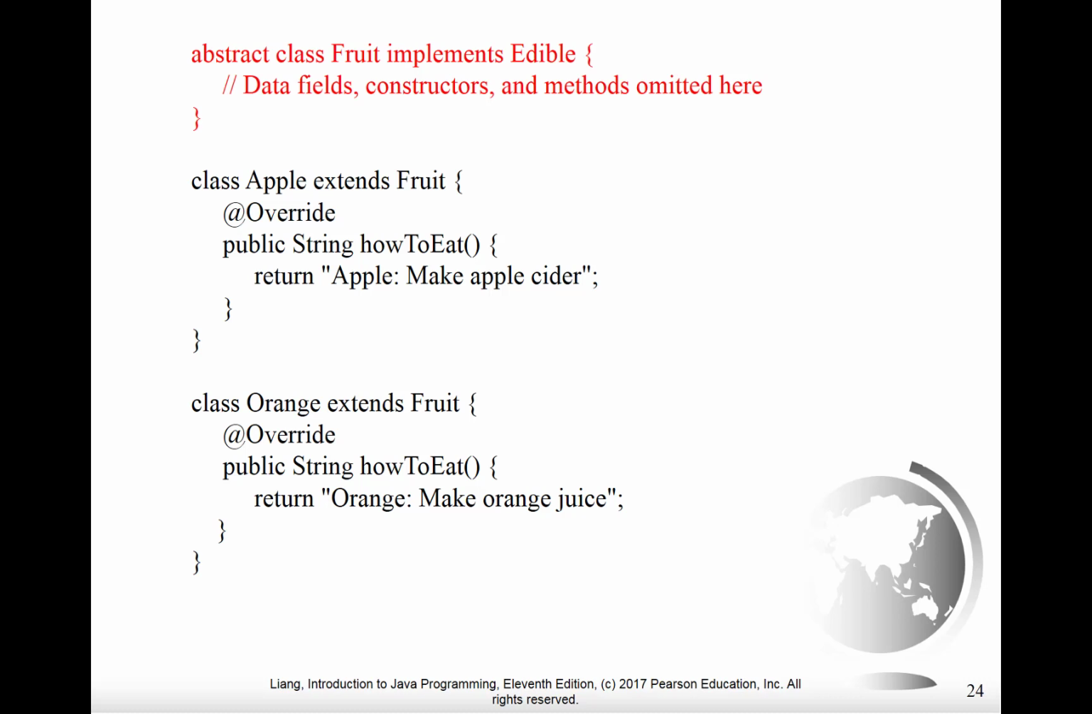The very same story exists with our class orange. It extends fruit and therefore implicitly implements the edible interface because fruit does, and therefore we need to provide an implementation for the howToEat method, and we do that by returning the string "Orange: make orange juice".